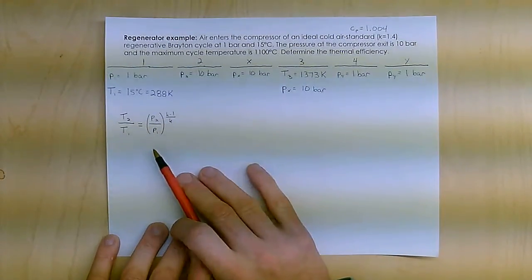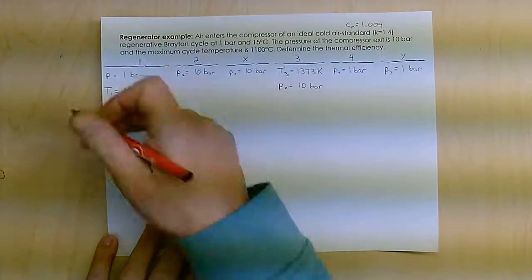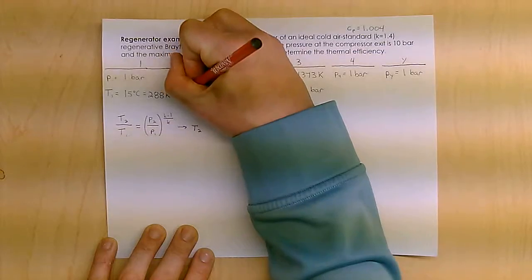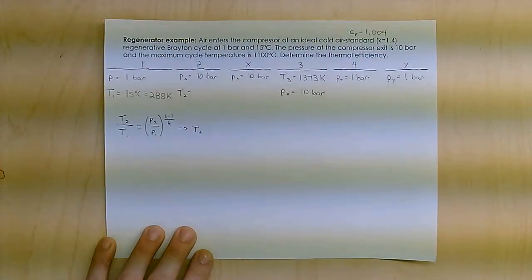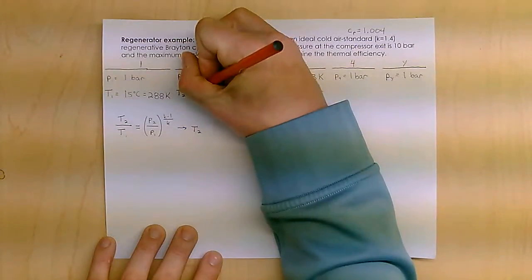But because I know that pressure ratio, because I know the specific heat is standard, because I know it's adiabatic, I can use this to calculate T2. Again, you want to make sure you use absolute temperatures, and I can find that T2 equals 556.7.